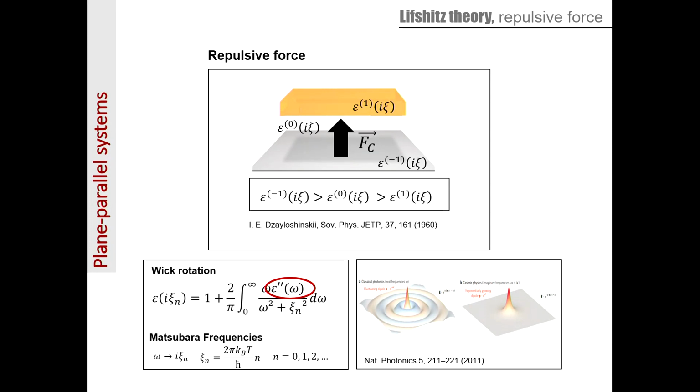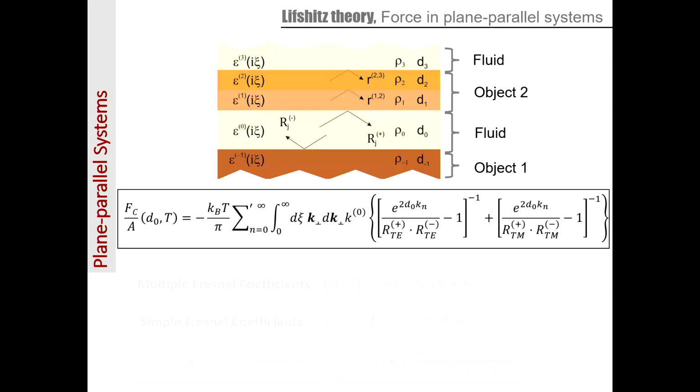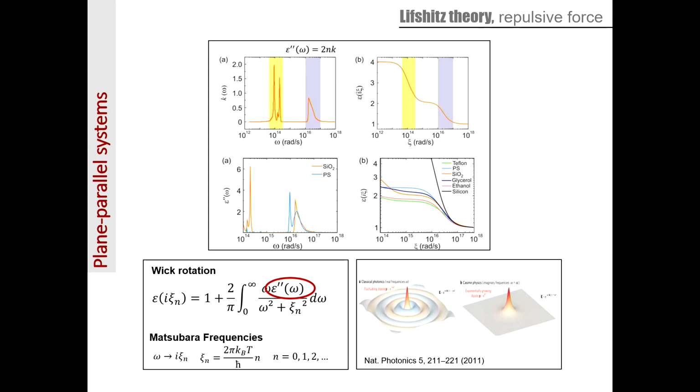By doing so, we are rotating to the complex plane, and we are integrating the losses of our materials in an infinite frequency range. When we do that, rapid oscillations occurring in the integrand when computing the force are therefore eliminated, as we have seen before. So what does it mean?